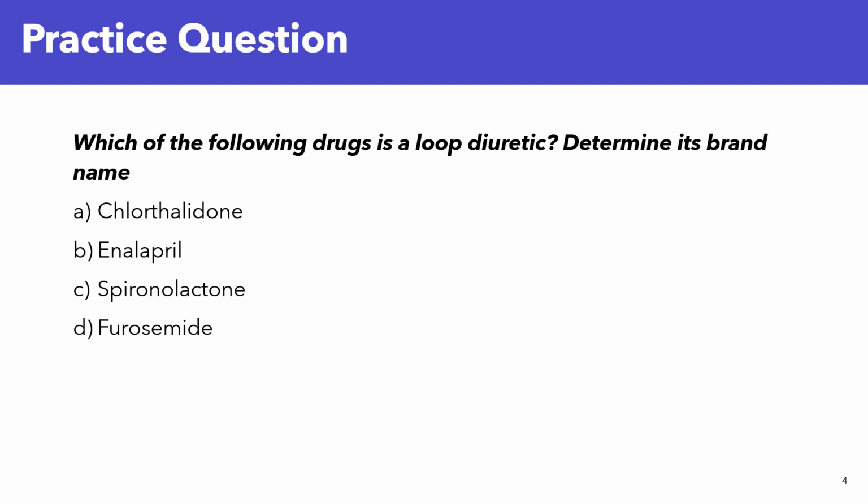If you chose D, furosemide, then you are correct. So let's look at why the other answers are incorrect. A, chlorthalidone is a thiazide diuretic. B, enalapril is an ACE inhibitor. C, spironolactone is a potassium-sparing diuretic. It is an aldosterone antagonist. So D, furosemide, is the right answer. Furosemide is a loop diuretic, and the brand name for furosemide is Lasix.